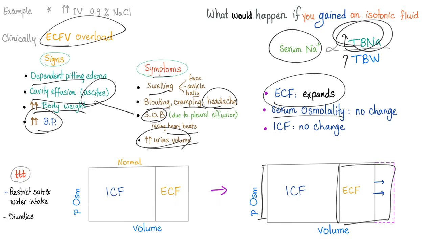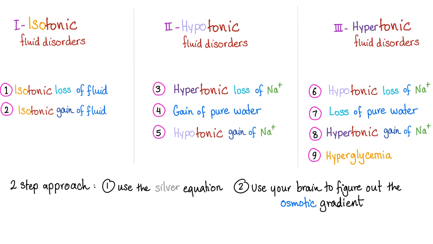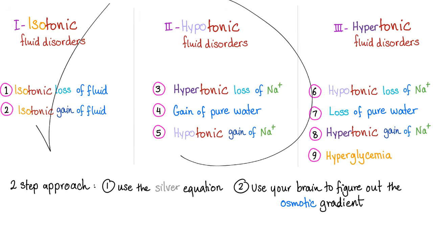How to treat this? If the problem is gaining an isotonic fluid, or gaining salt and water, the treatment is: use your brain, restrict salt, restrict water. You can use diuretics if you wish. Now we are done with the isotonic disorders. Let's go to the hypotonic fluid disorders.